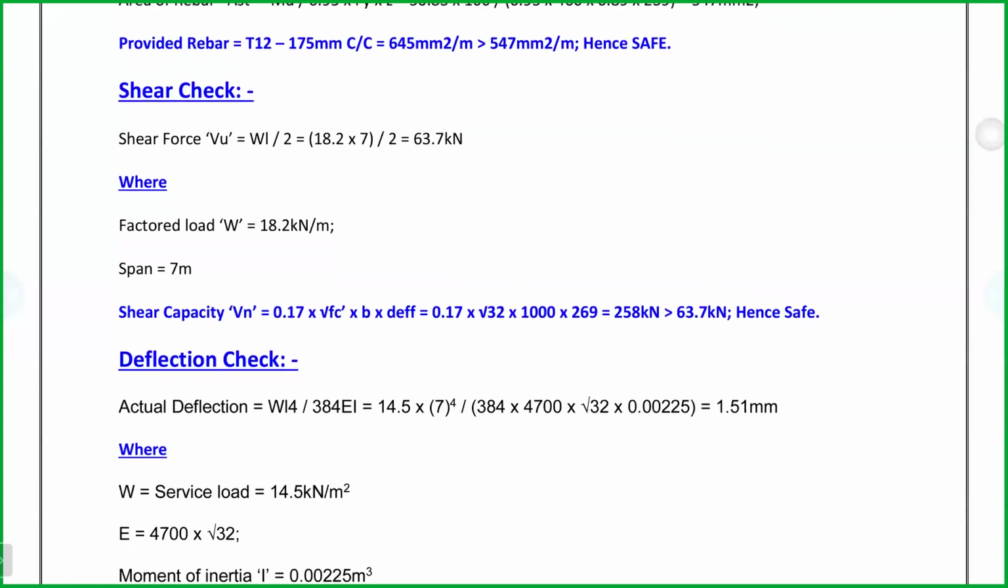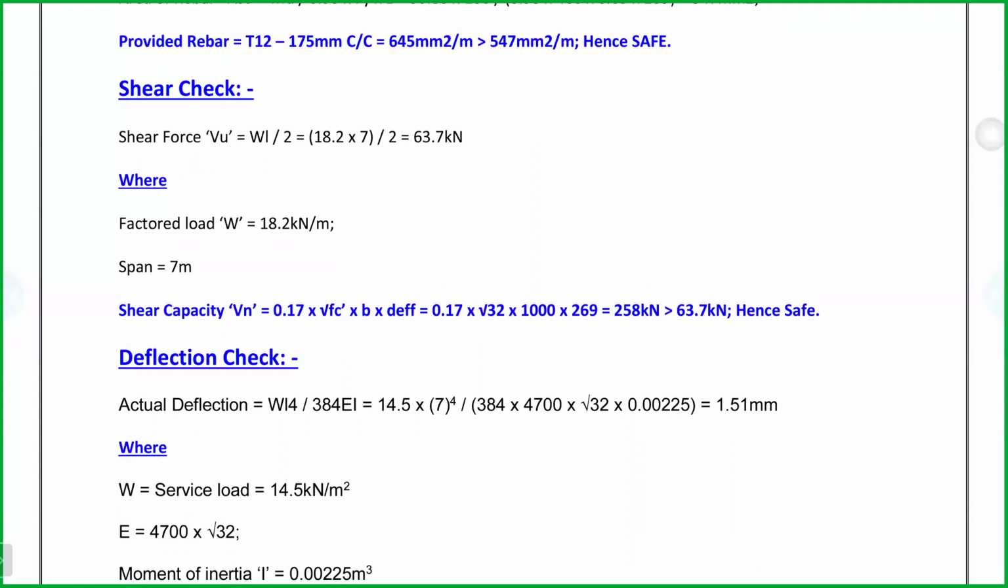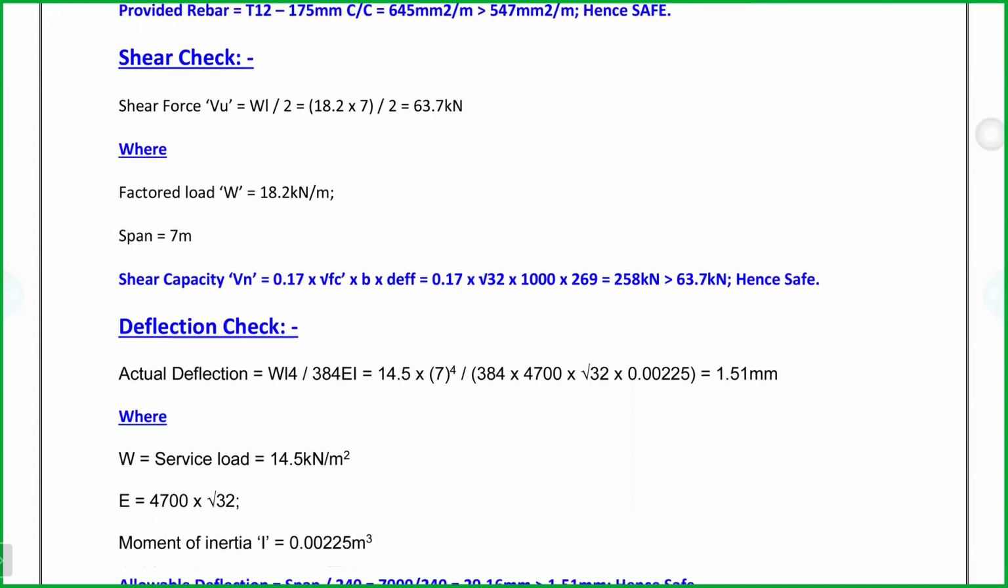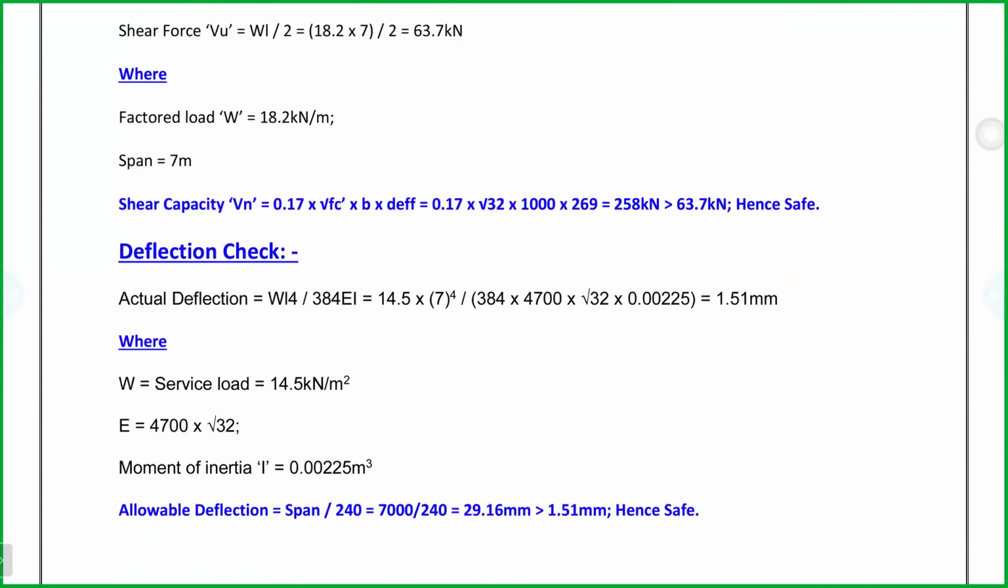The shear check is, since we assume it is simply supported, WL by 2. W we know is 18.2. This is the factored load. Remember, it is a factored load. So WL by 2, where L is the shorter span, gives about 63.7, and here there is a substantiation.